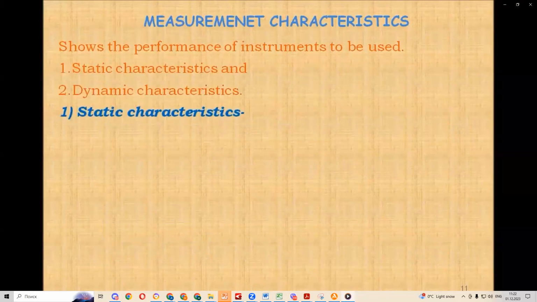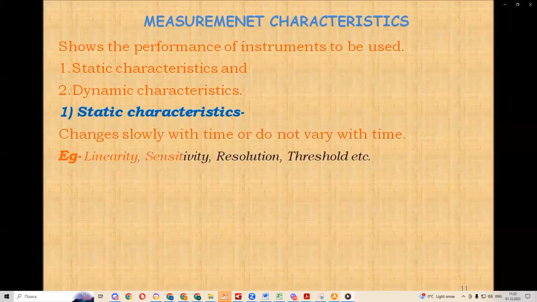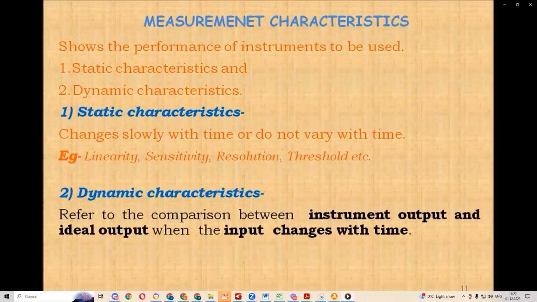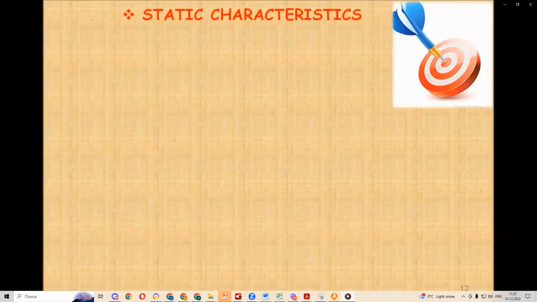Let us see what static characteristics are. The static characteristics of instruments change slowly with time or do not vary with time. Examples of static characteristics are linearity, sensitivity, resolution, threshold, etc. 2. Dynamic characteristics. This refers to the comparison between instrument output and ideal output when the input changes with time. Examples: speed of response, overshoot, fidelity. Let us see the static characteristics one by one in detail.